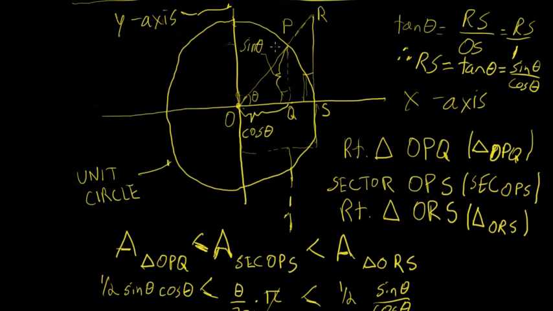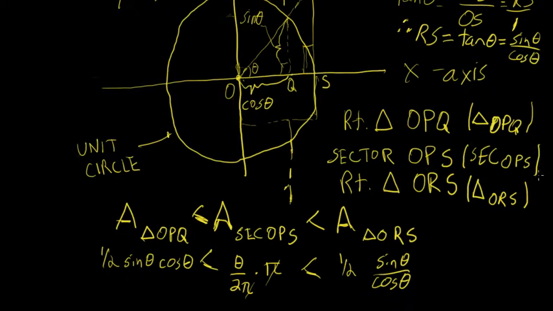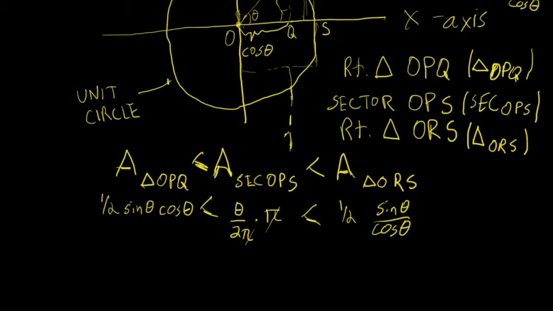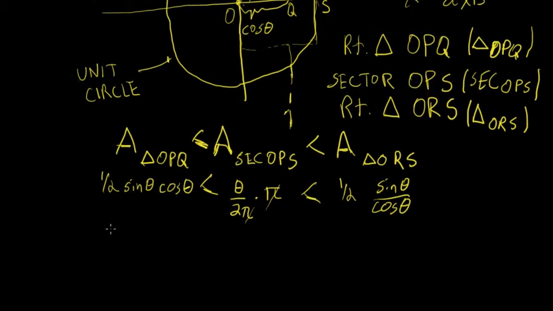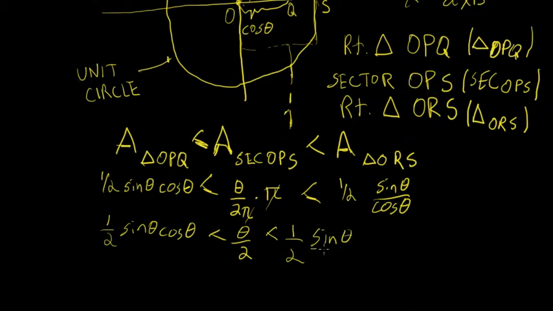And the area of ORS, well, we found that RS is tangent of theta. OS is just 1. Tangent of theta is sine theta over cosine theta. 1 times sine theta over cosine theta is sine theta over cosine theta, times 1/2 is 1/2 sine theta over cosine theta. So this inequality here, 1/2 sine theta times cosine theta, is less than theta over 2, which is in turn less than 1/2 sine theta over cosine theta.